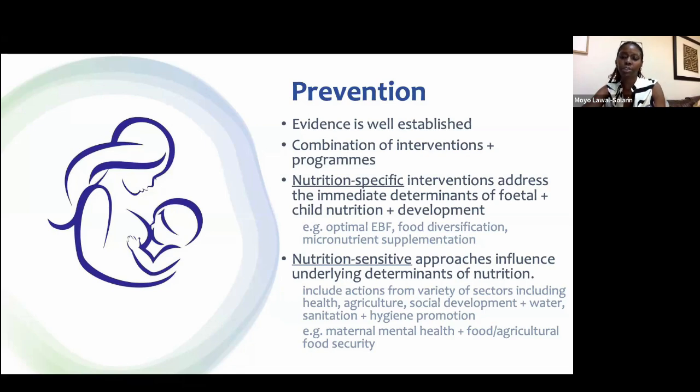And then nutrient-sensitive approaches influence underlying determinants of nutrition. So they have a wider scope and we involve a variety of sectors: the health sector, agriculture, social development, water and sanitation. So think food and agricultural food security, promoting maternal mental health. And this kind of ties into those basic and underlying risk factors that I was chatting about earlier. So that's where that is aimed at. And using a combination of these interventions, we really can prevent malnutrition in our community.